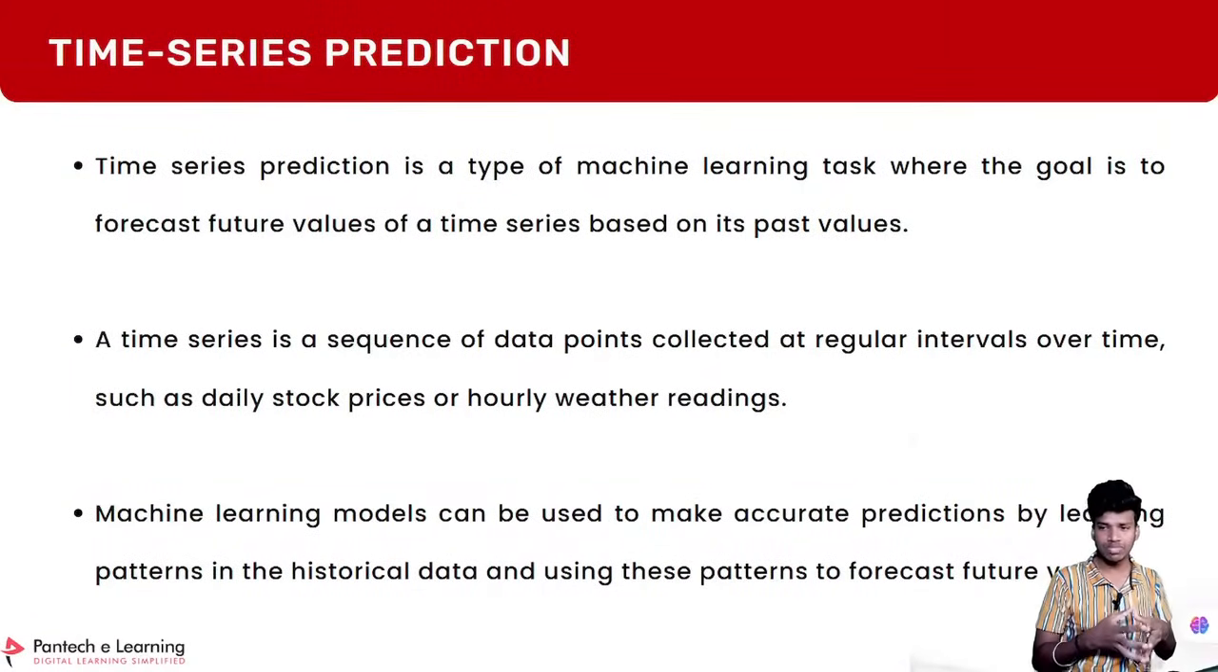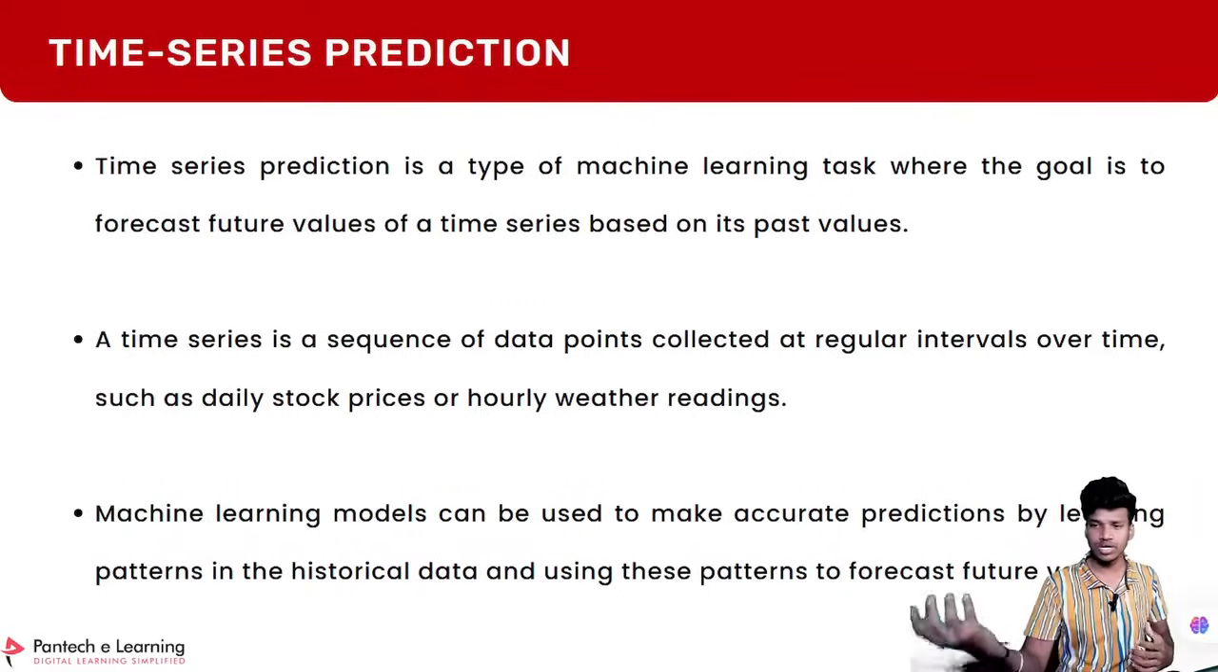First, what is time series prediction? Time series prediction is a type of machine learning task where the goal is to forecast future values of a time series based on its past values. Based on the past values, the future value will be predicted. For example, looking at today's or yesterday's data value, how will the value increase or decrease the next day? What is the next day's predicted value? That prediction is time series prediction.